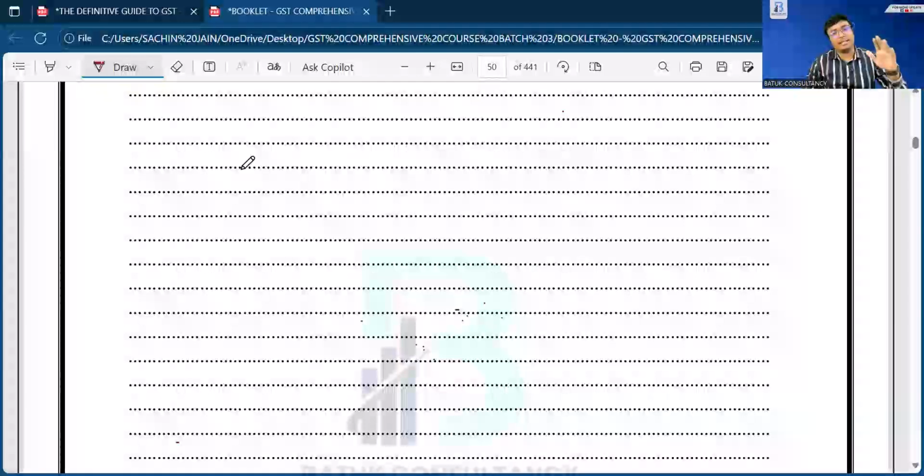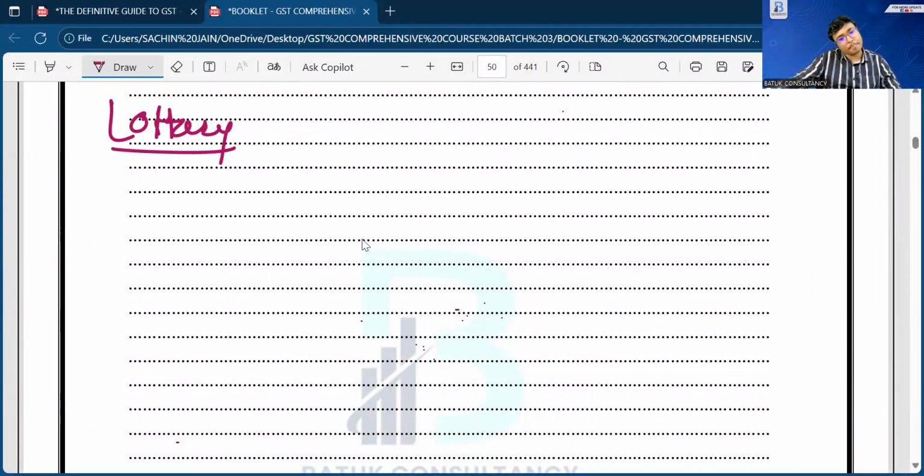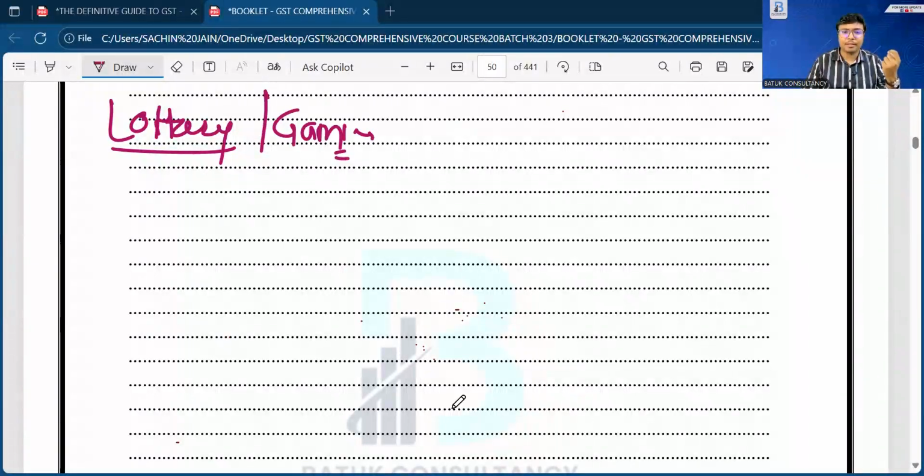So insurance agent done, banking company, that is domestic booking, air travel agent done. Now in case of lottery, gaming, what will be the value of supply?